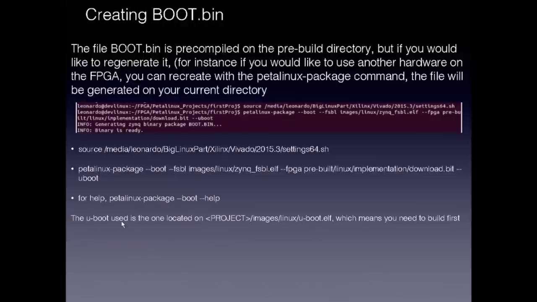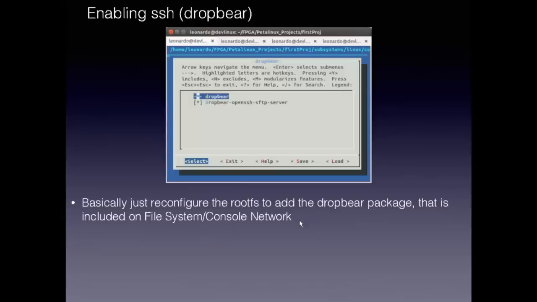After you do petalinux-build, you're going to have inside your project a directory called images/linux, with uboot.elf, which is the place where you have all the packages already compiled, and you just copy them to your SD card. Here I'm just showing you guys how to enable SSH, actually called Dropbear, so you'll be able to access your Zedboard through the network.